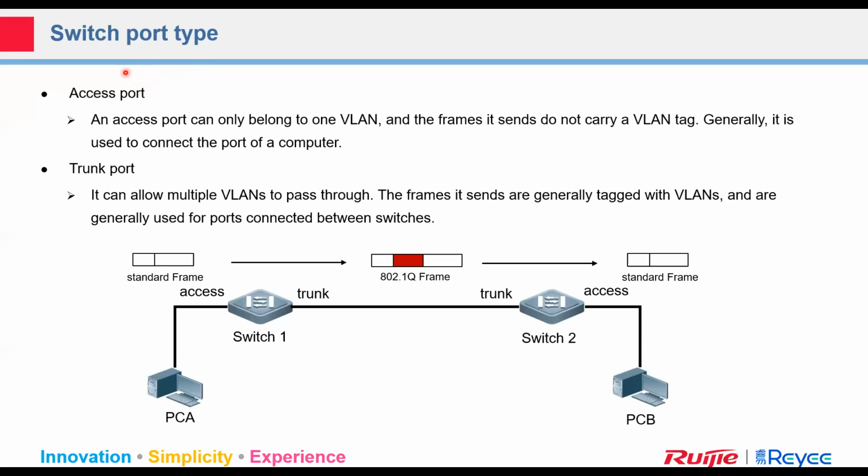So for the switch port type, there are two types: either switchport access or trunk. An access port can belong to only one VLAN, and the frame does not carry any VLAN tag. Generally it's used to connect to a PC. A trunk port allows multiple VLANs to pass through. The frames that are sent are generally tagged with the VLAN. They're used to connect between switches.